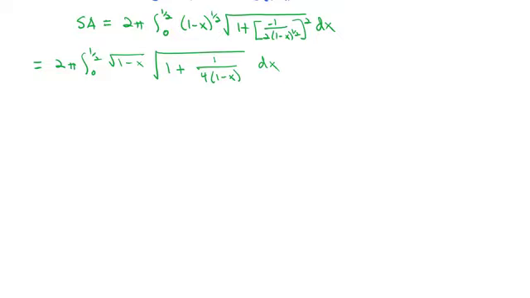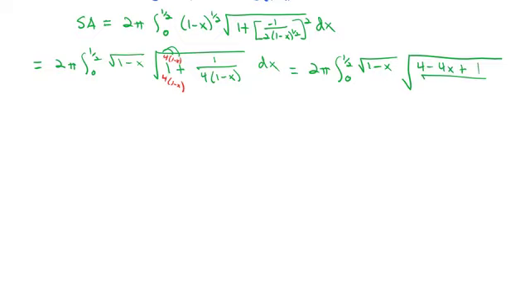Let's do the common denominator thing again. I'm going to multiply by 4 times 1 minus x on top and bottom so that we can have a common denominator and write that out. When we do that, we get 2 pi times the integral from 0 to 1/2 of the square root of 1 minus x times the square root of, I'm going to go ahead and distribute. So we have 4 minus 4x plus 1 over our common denominator of 4 times 1 minus x, dx.